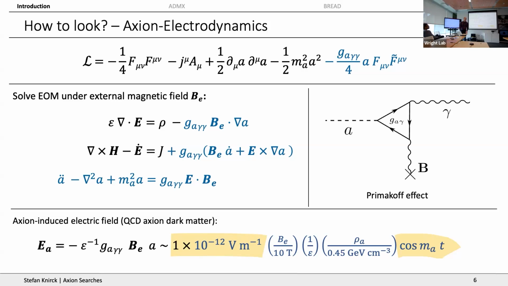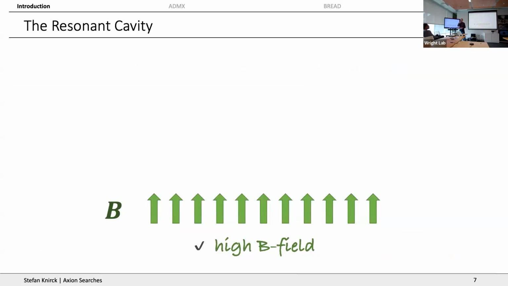Okay, if these are too many equations, we can draw a picture. I apply a strong external magnetic field, right? And then if axions are around, what will the axions do? They will interact with the magnetic field, mix with the photon and introduce an axion-induced electric field, which is proportional to the magnetic field, the axion field, and a time oscillation at a frequency proportional to the mass of the axion. All right, so this is very tiny, hard to detect.